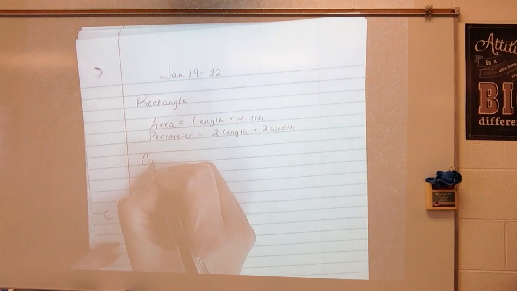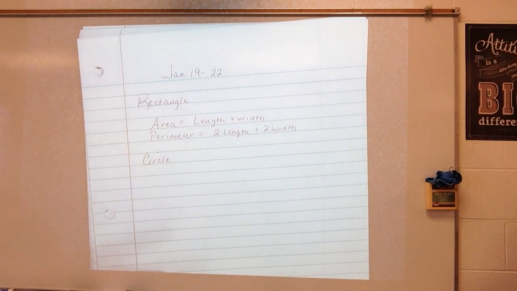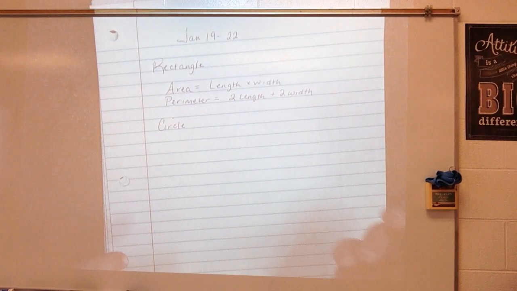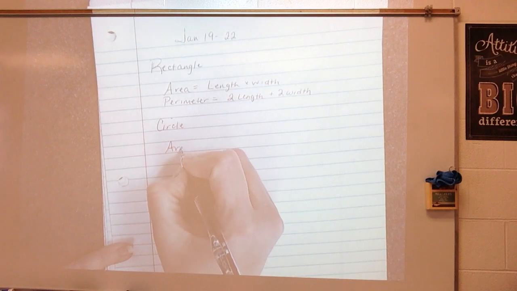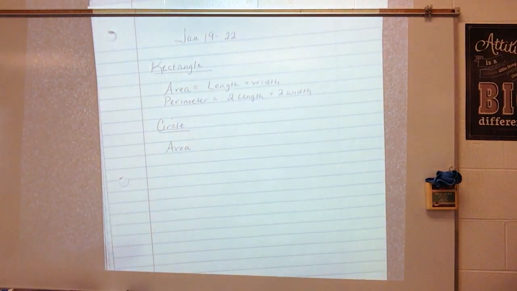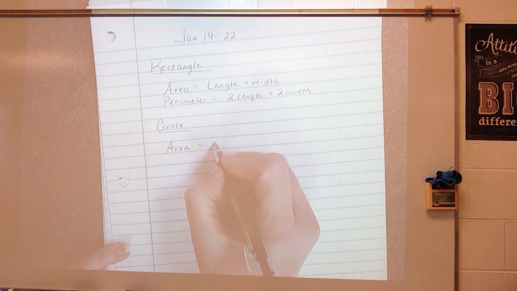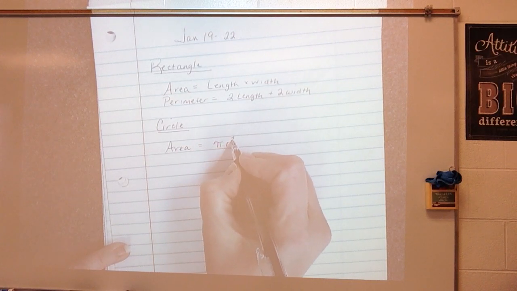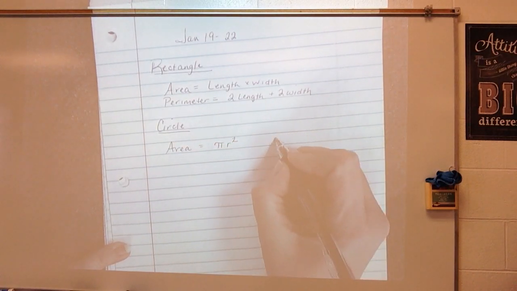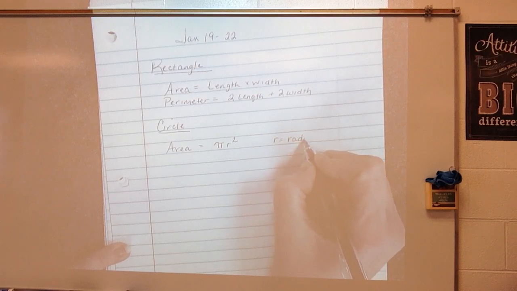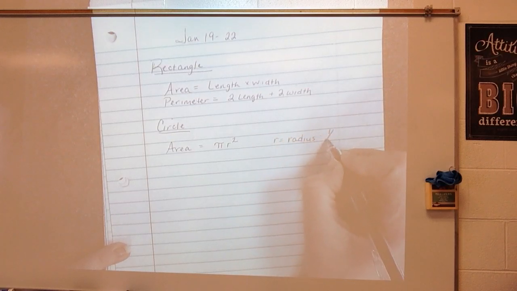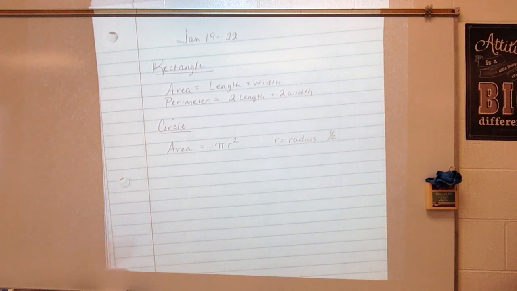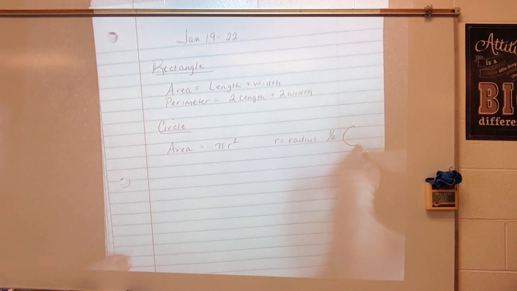Alright, circle is figured a little differently. So for the area of a circle, I'm going to use pi times radius squared. R stands for my radius, which is half the distance of the circle. Half the distance, so this would be radius.